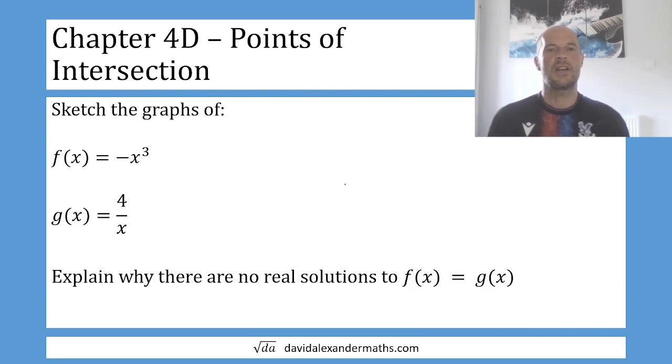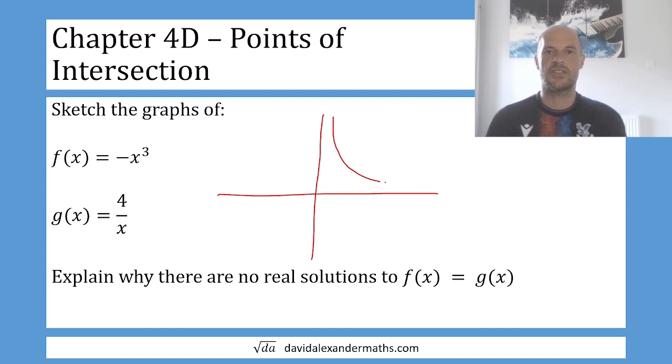Okay, so here is one final example. Sketch the graphs of negative x cubed and 4 over x. Okay, so 4 over x, I'm just going to draw it exactly the same as I would as if it was 1 over x. So top right and bottom left. Okay, and negative x cubed.